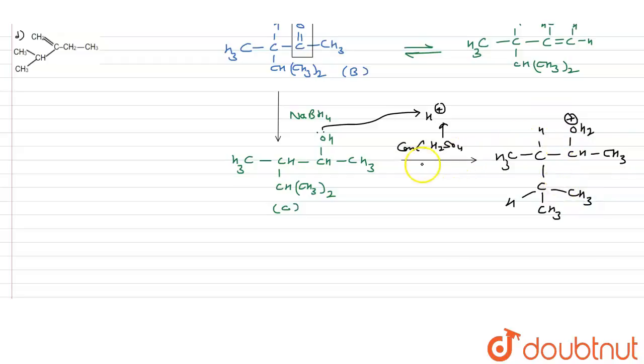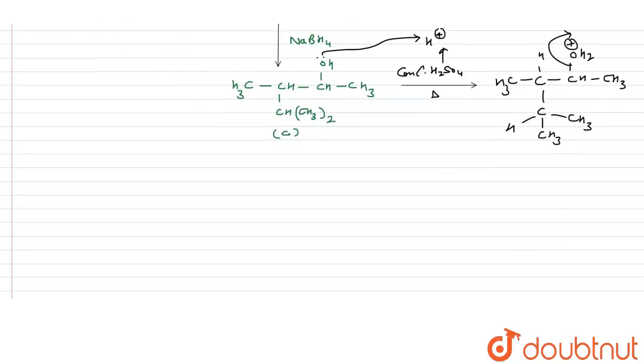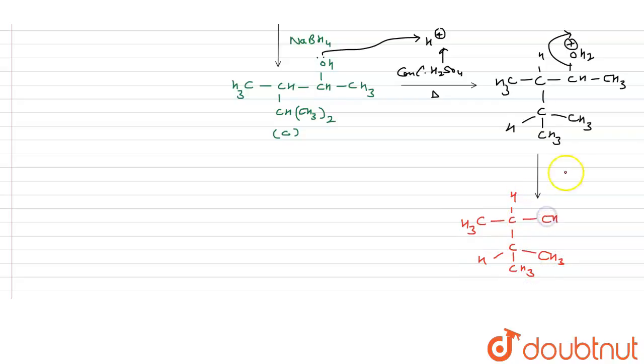Now, since we have heated it, this water molecule is removed. So what will happen? There is a formation of a secondary carbocation. The secondary carbocation will look like this: CH3 here, CH3 here, that is CH, and it becomes CH. This is our methyl group. These are 2-methyl groups, and this becomes our secondary carbocation.